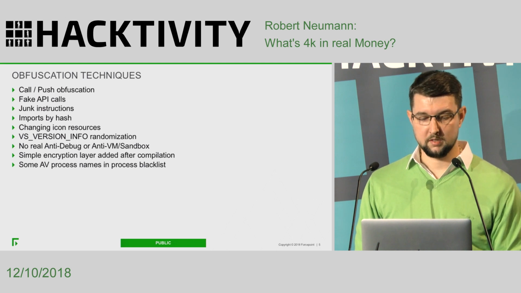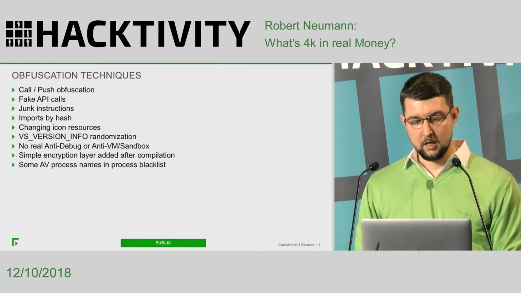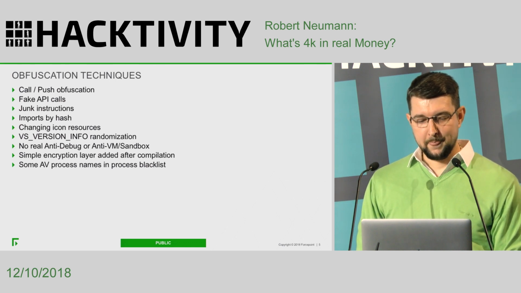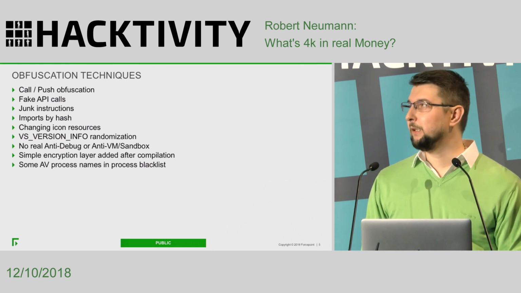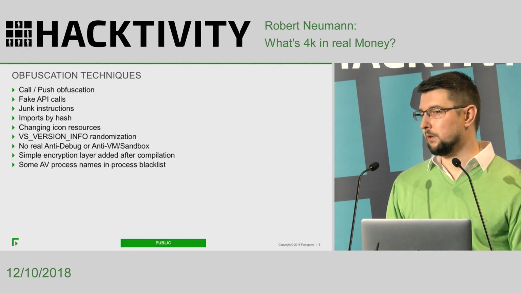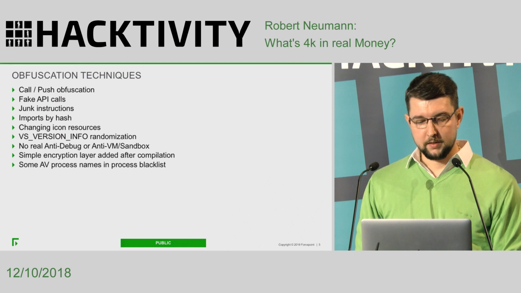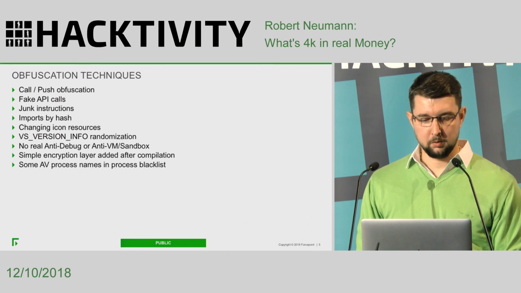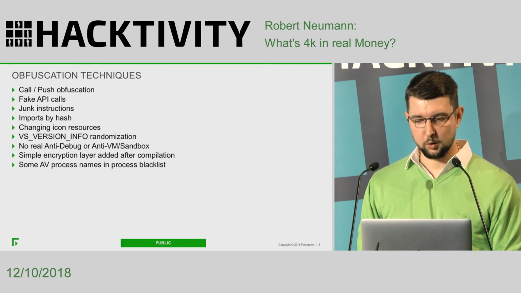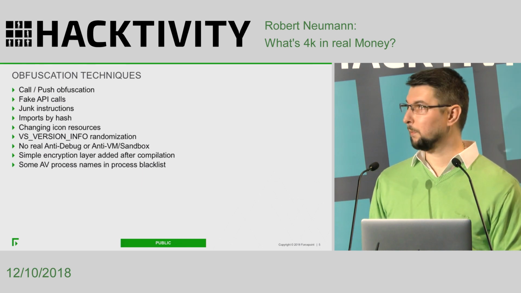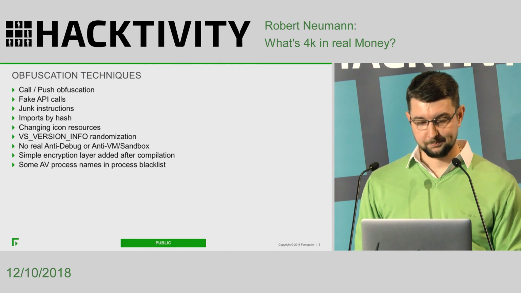Changing the resources, that's very easily done. The same goes for randomizing the VS version info. There are no real anti-debug or anti-virtual machine or sandbox tricks. Probably that was not needed. There is almost always a very simple encryption layer on top of the compiled executables, and it seems to be applied after compilation. I will explain later why.